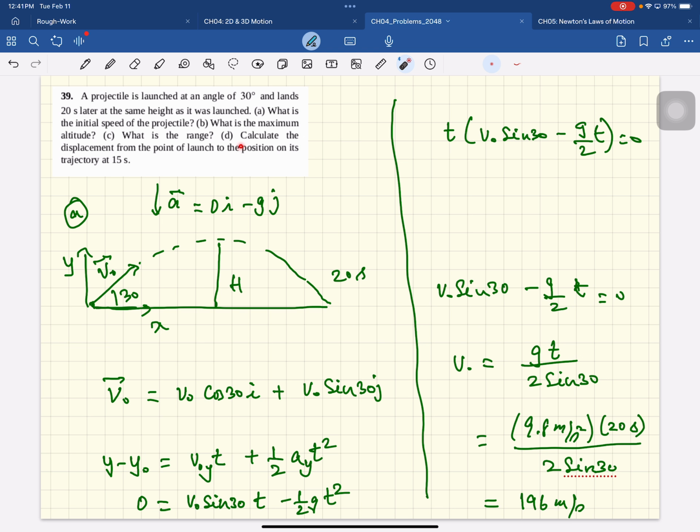Okay, so they ask you to calculate the displacement from the point of launch to the position on its trajectory at 15 seconds. So here it is at 20 seconds. At 15 seconds, it's somewhere here. And what they want you to find is its x and y coordinate. We are assuming it's starting at the origin. So you're finding its final x and y position at 15 seconds.